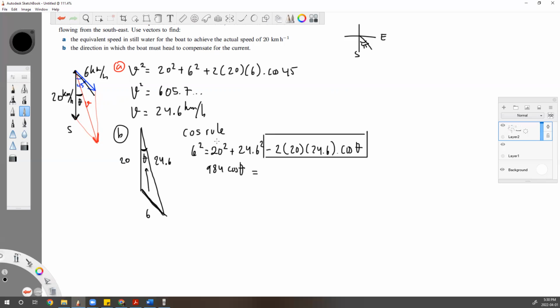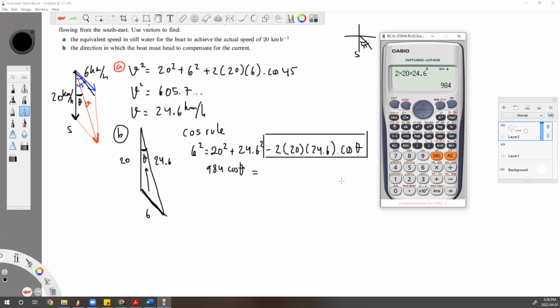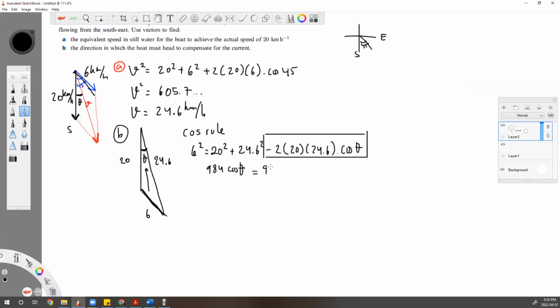equals to 20 square plus 24.6 square, subtract by 6 square, right? You put the 6 square from left to right. Okay, that's 969.16. So the cos theta will equals to 969.16 over 984, and the theta will equals to cos inverse of 969.16 over 984.